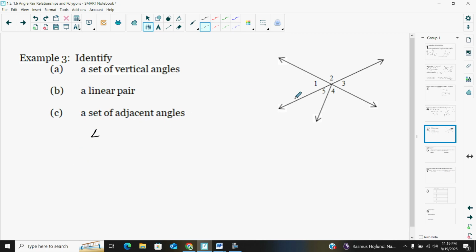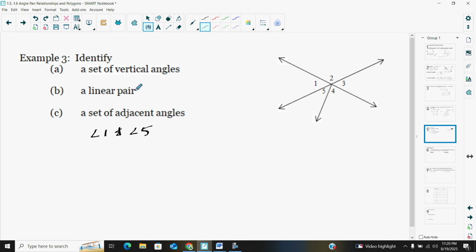Angle 1 and angle 5, they share this common ray. Angle 1 and angle 5 are adjacent. 5 and 4 would be adjacent. 4 and 3 are adjacent. 3 and 2 are adjacent. 2 and 1 are adjacent. Any set of angles that have a common ray, where one of their sides line up, are called adjacent. Easy enough.